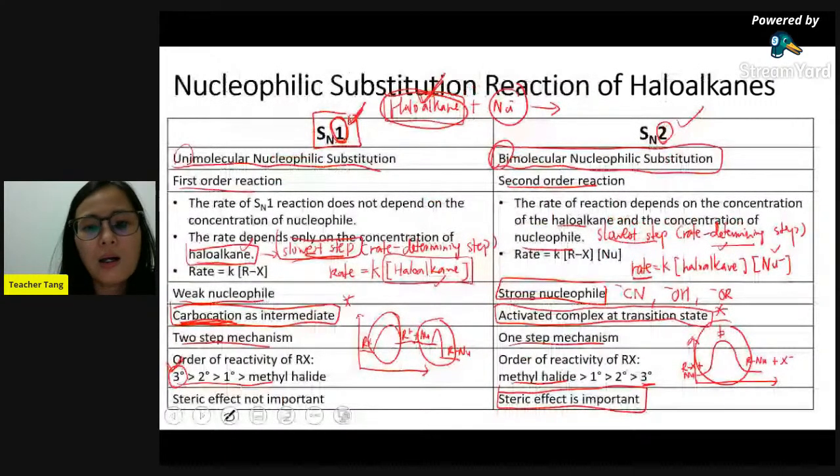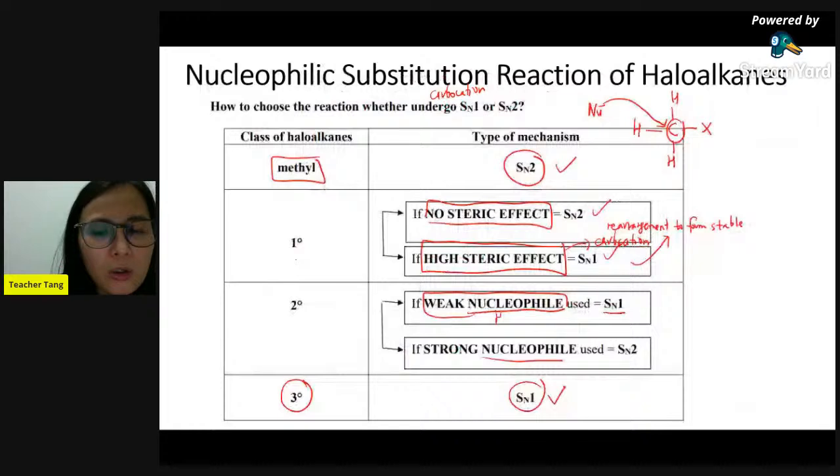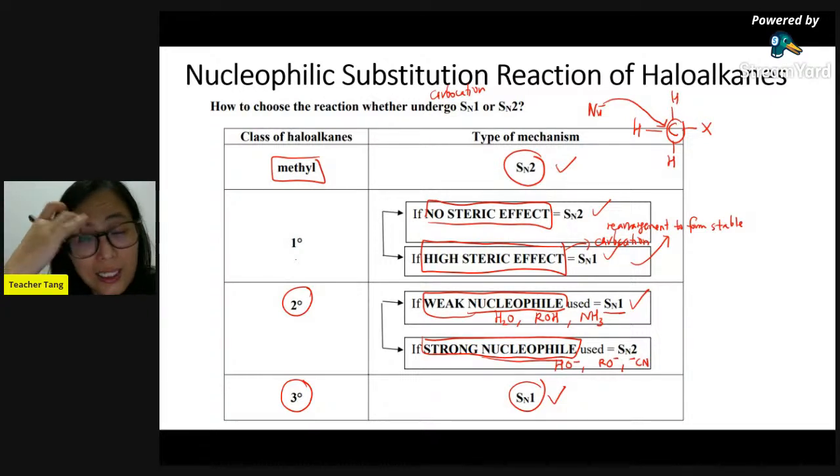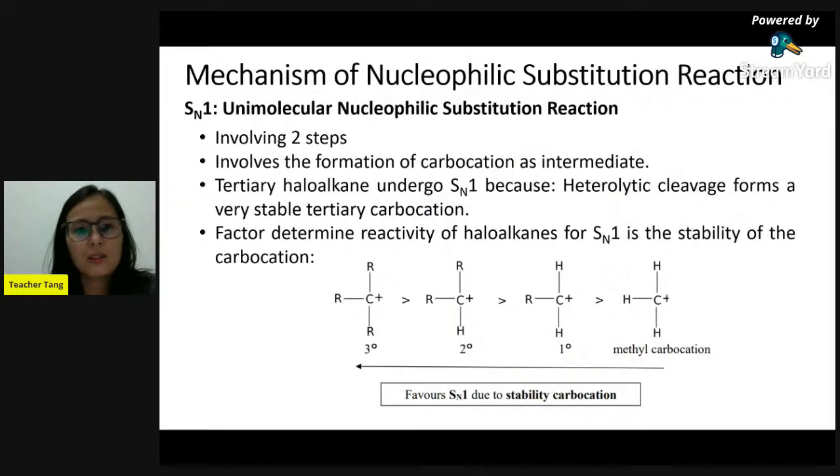can accept weak nucleophile. Therefore, if we have weak nucleophiles such as water, alcohol, or ammonia, then secondary haloalkane will proceed through SN1. If we are using a strong nucleophile, such as hydroxide ion, alkoxide ion, or cyanide ion, then the secondary haloalkane will proceed through the SN2 reaction mechanism. So now we look at the mechanism in detail.